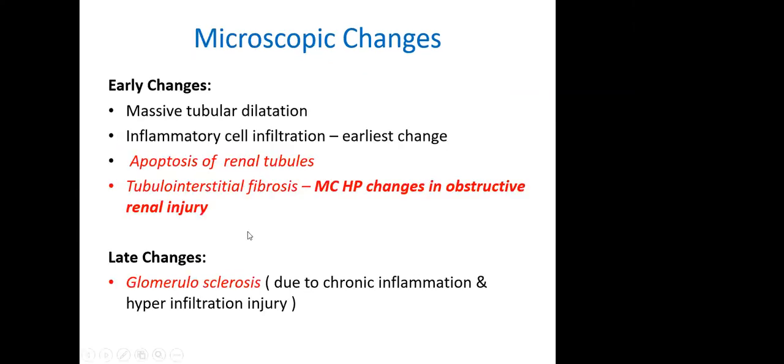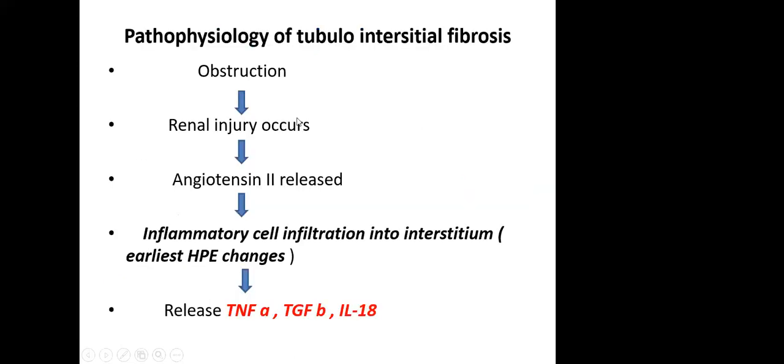So at the microscopic level, this is also an example scenario previously asked. The most common histopathological change in obstructive renal injury is tubulointerstitial fibrosis. There will be fibrosis occurring at the tubular level. This is the most common histopathological change in obstructive renal injury. The late change is that the entire kidney will go for sclerosis, which is called glomerulosclerosis.